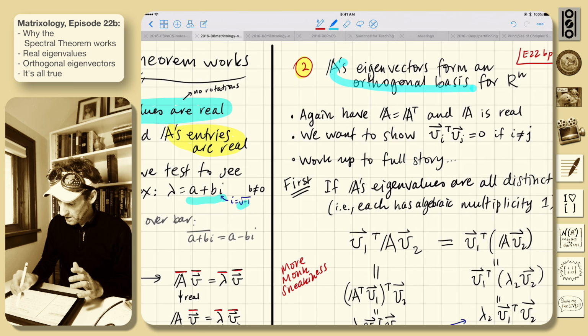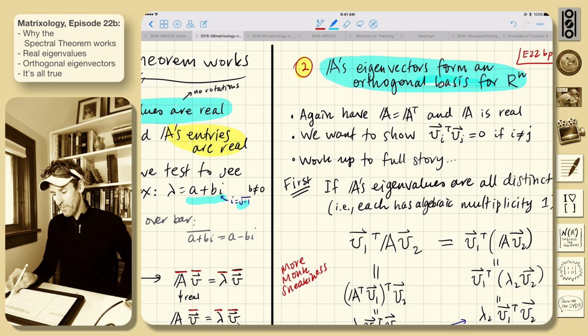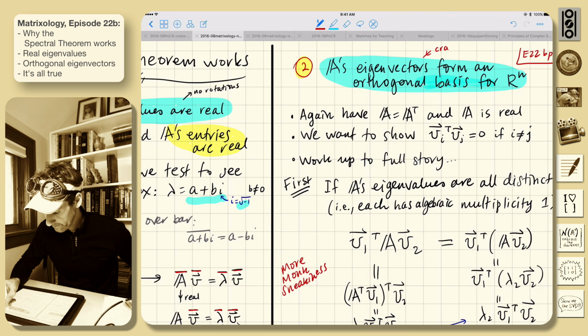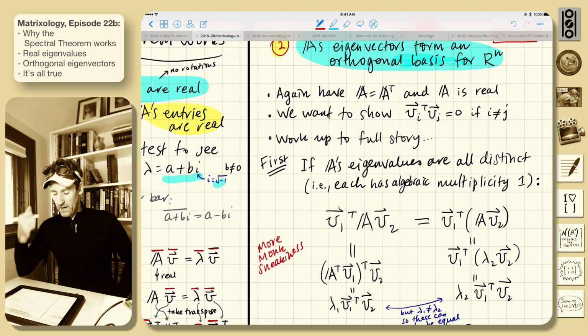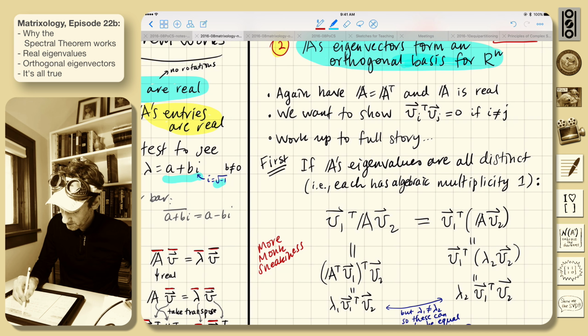A's eigenvectors form an orthogonal basis, which can be made orthonormal, for R^n, right? This is why we can write Q and Q transpose. Big deal. I mean, this is really, really crazy. So again, we have that A is symmetric and has real entries, and we want to show this, right? So this is our game now.